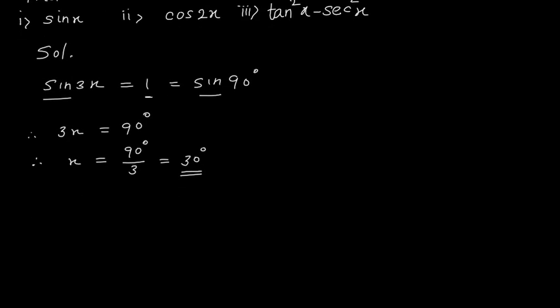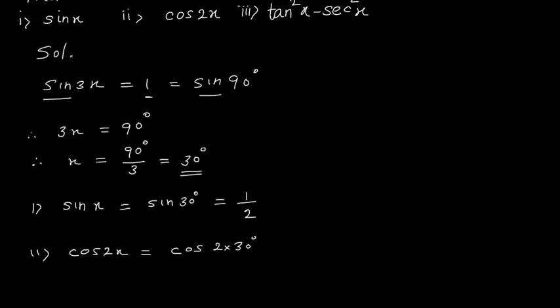So let us first find sin x. So sin x is sin 30 degrees, and sin 30 degrees is 1 upon 2. Second, let us find cos 2x. Now cos 2x is cos of 2 into 30 degrees, which is cos 60 degrees, which is again 1 upon 2.